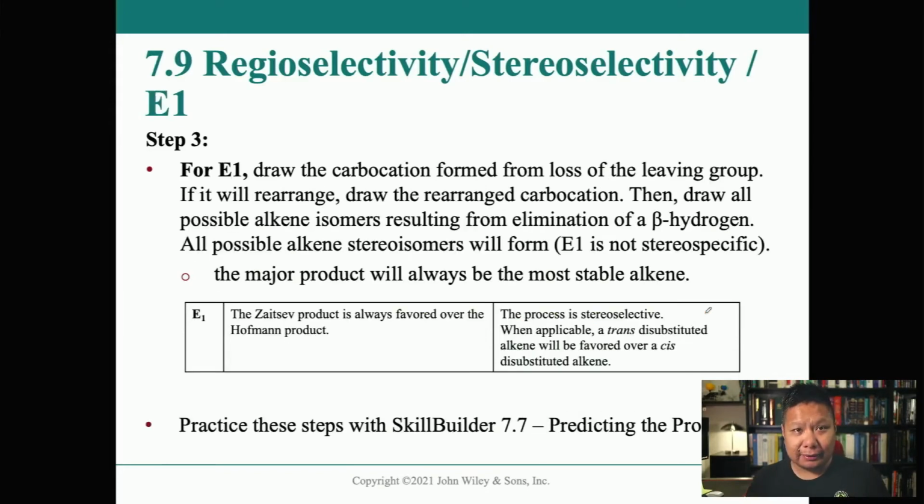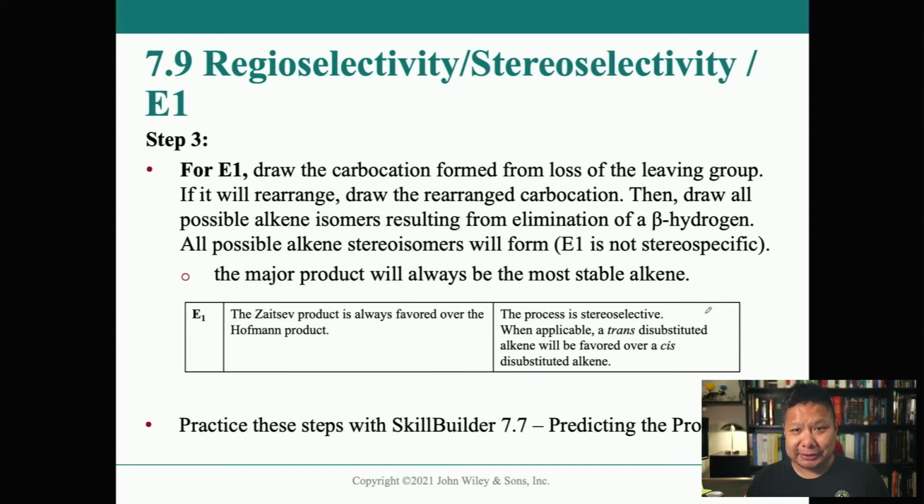And then for E1, draw the carbocation formed with the loss of a leaving group and see if it will rearrange again, into a tertiary carbocation, or maybe even a resonance stabilized carbocation. Then draw all the possible alkene isomers resulting from the elimination of the beta hydrogen. And then all possible alkene stereoisomers will form.